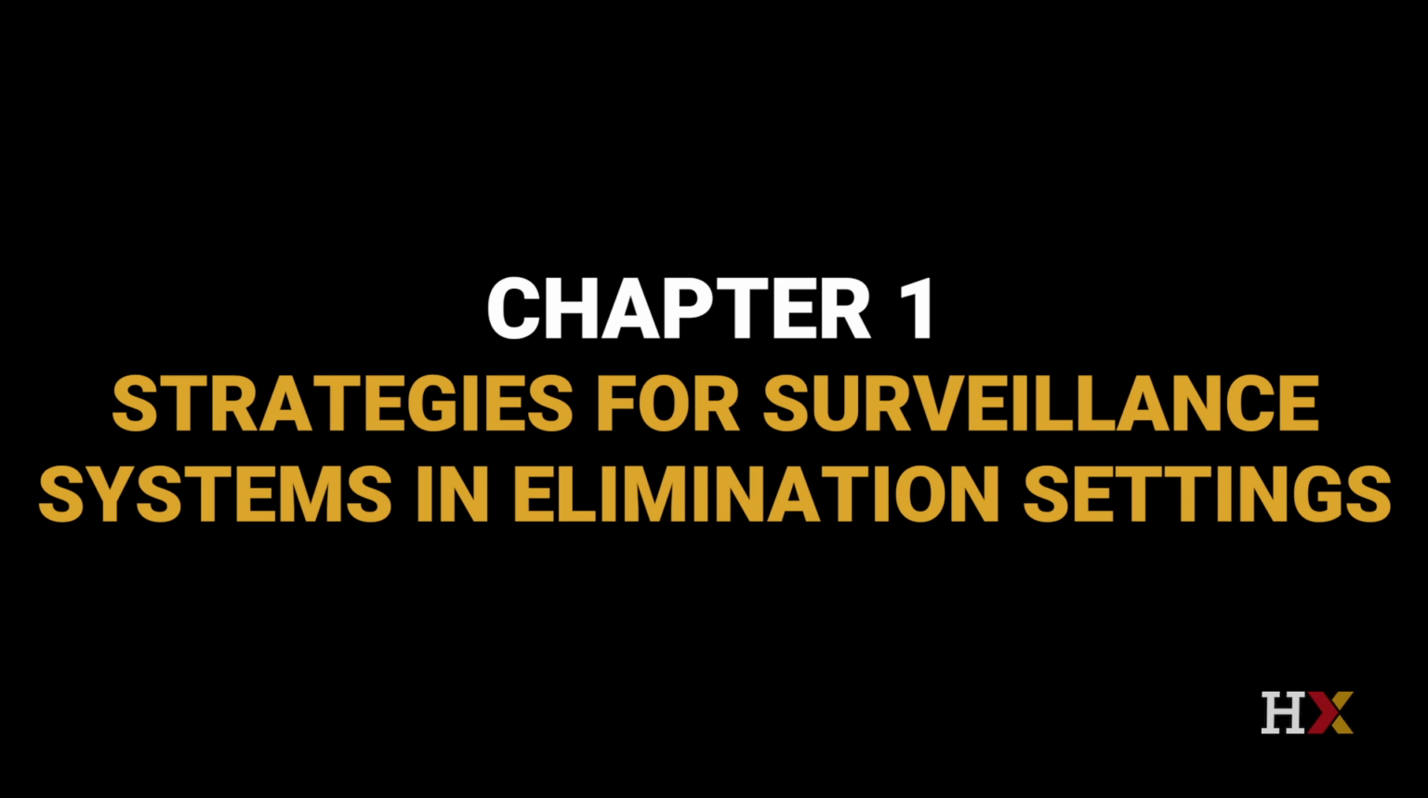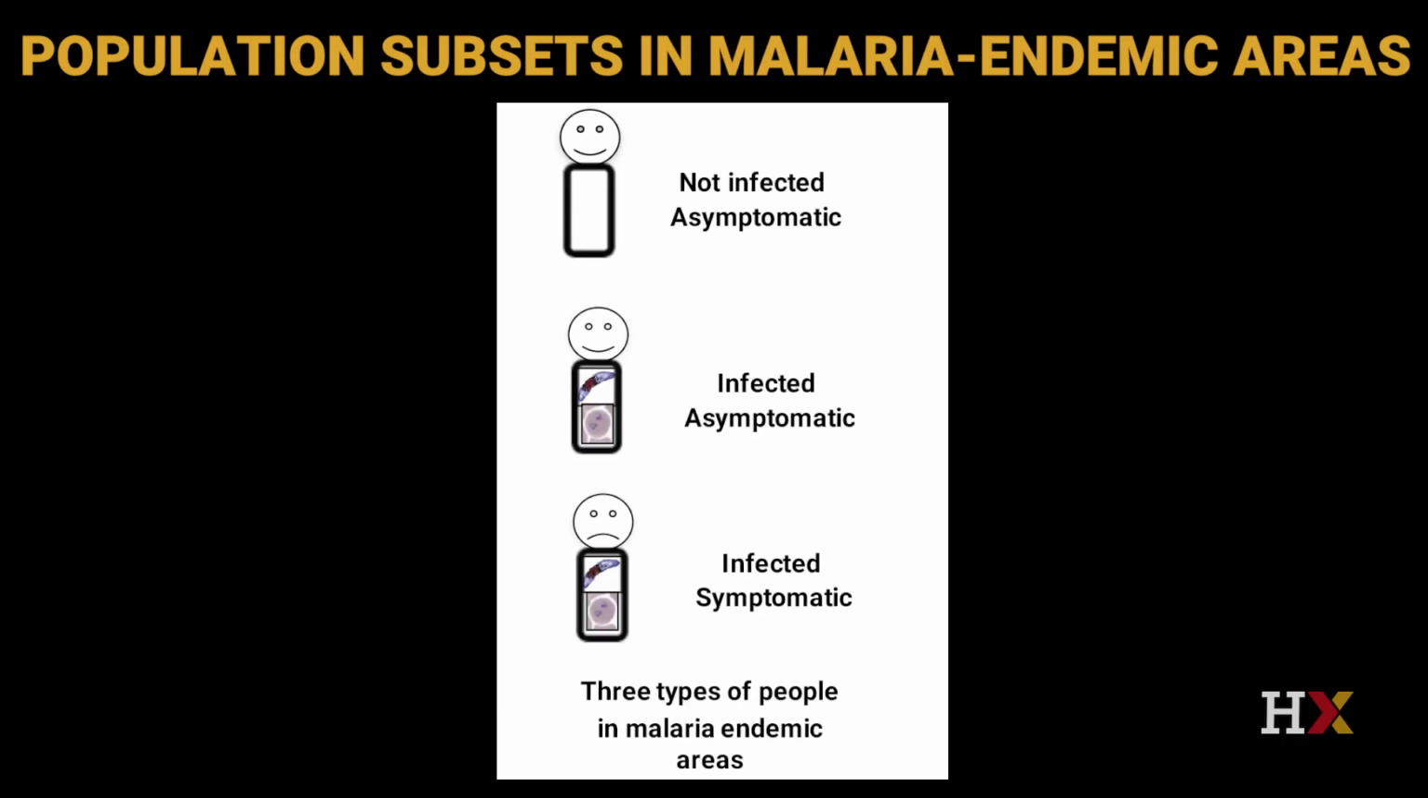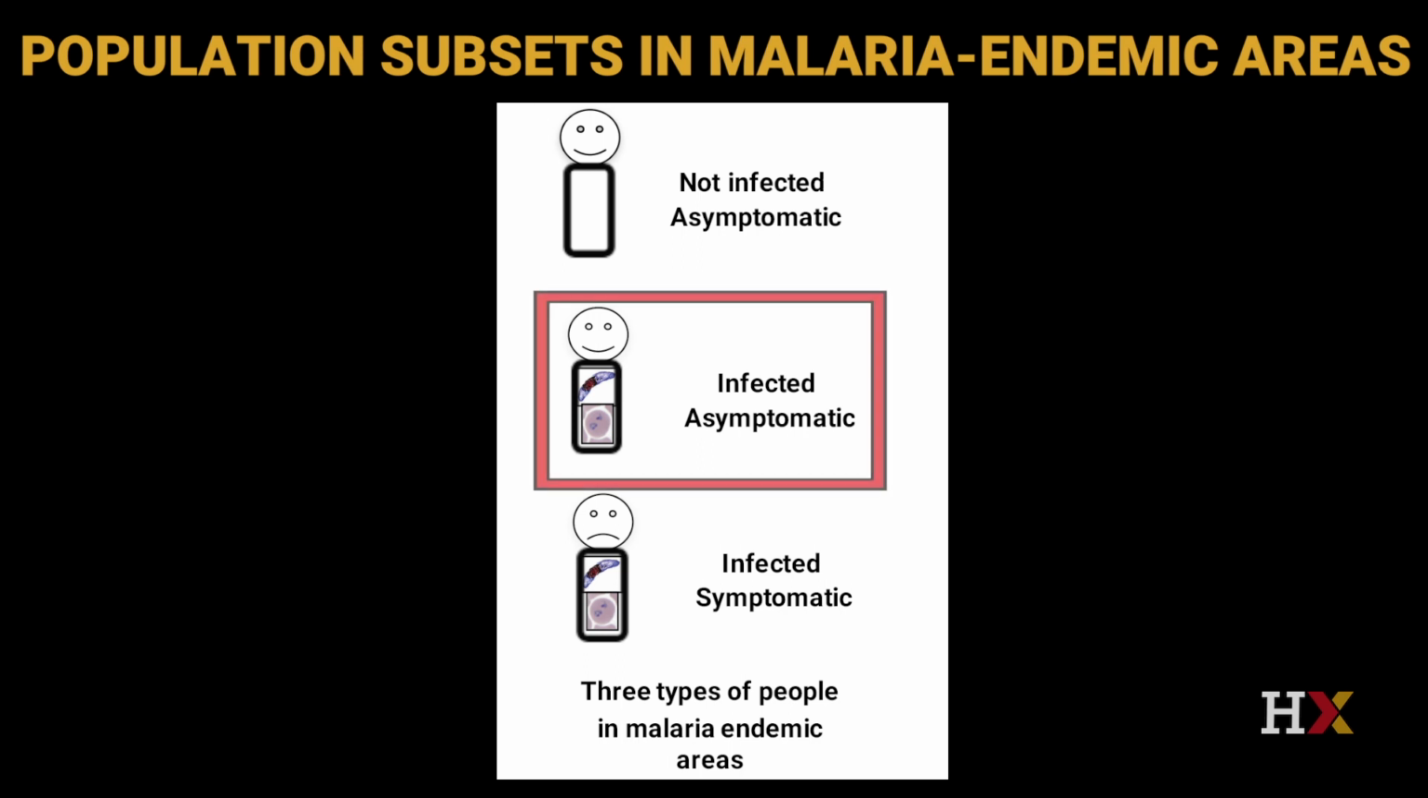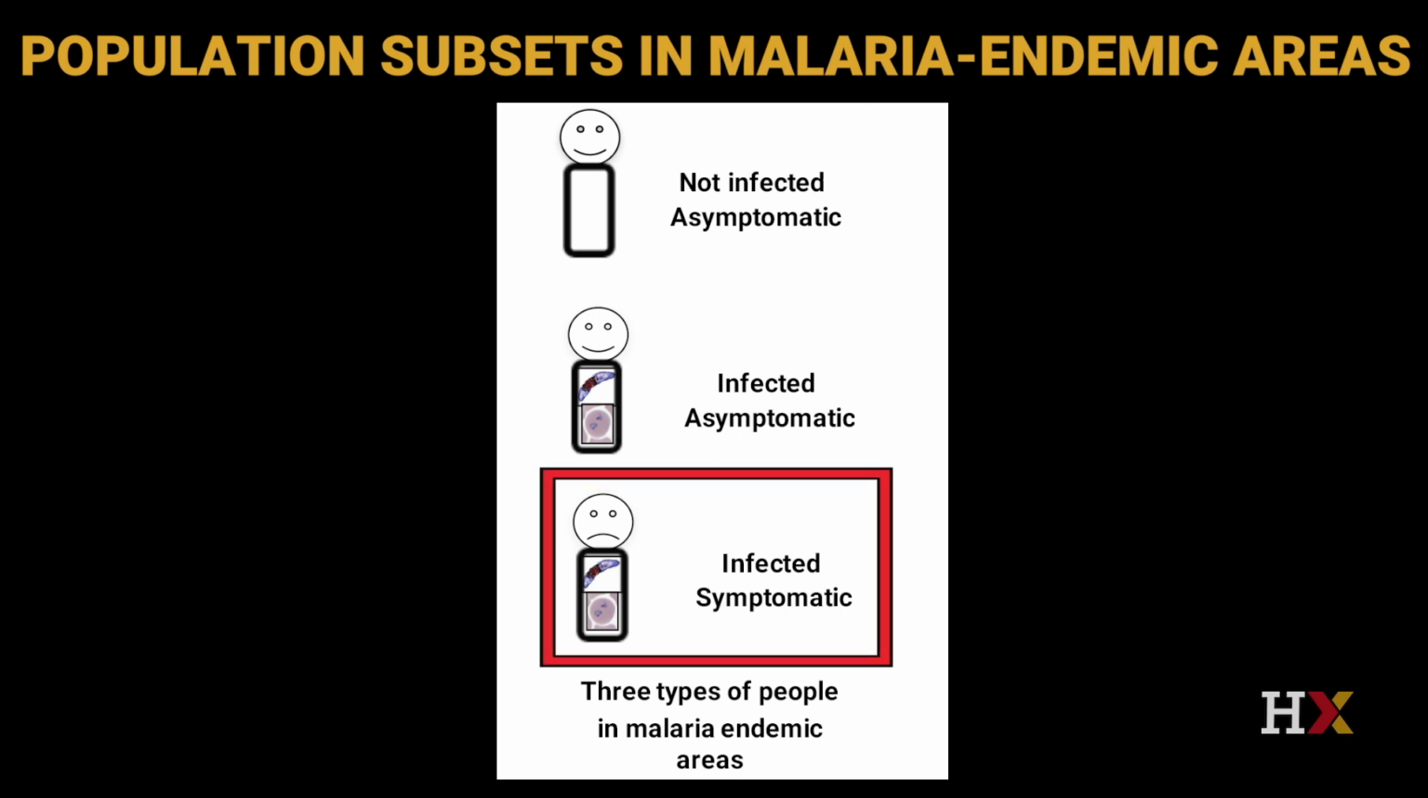settings. The basis of this is that we have in our population in any malaria endemic area three types of populations. We have the not infected asymptomatic people, we have the infected asymptomatic people, and we have the infected symptomatic people. And for each of the three population groups we have to do the same thing.